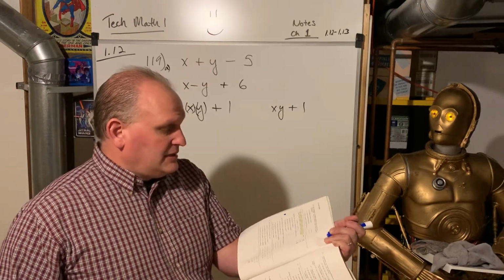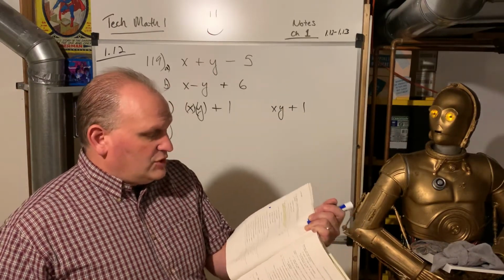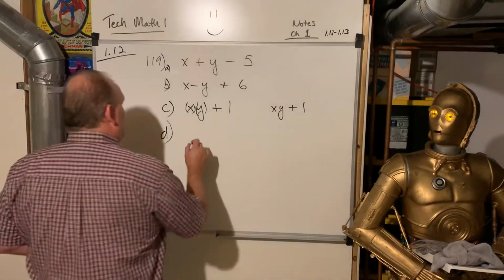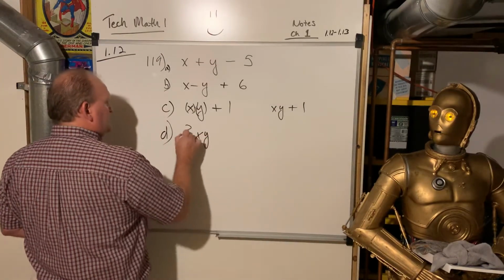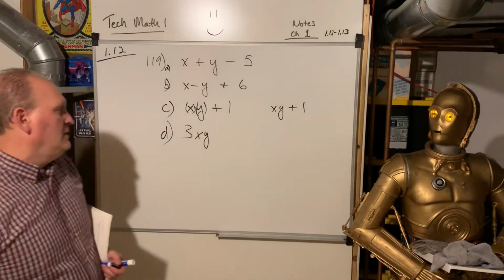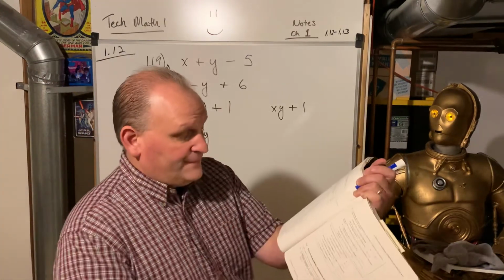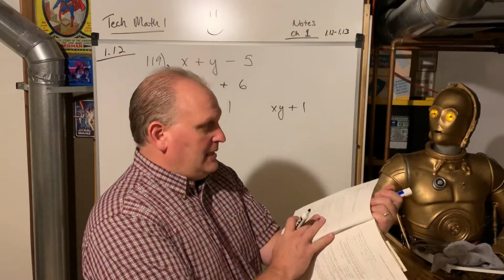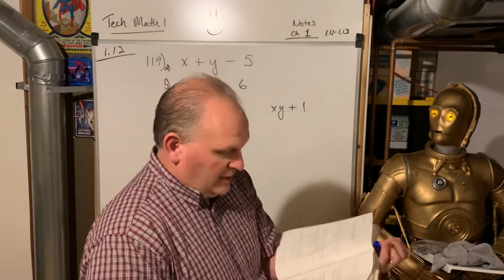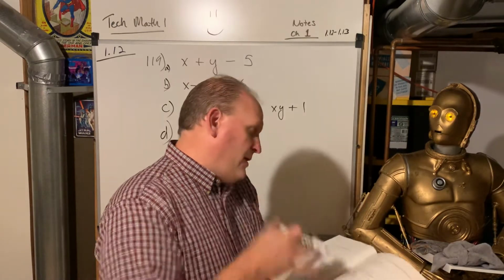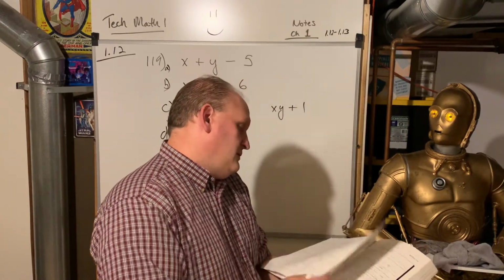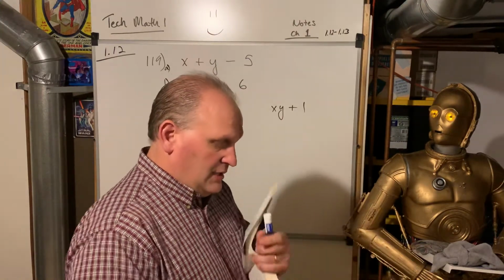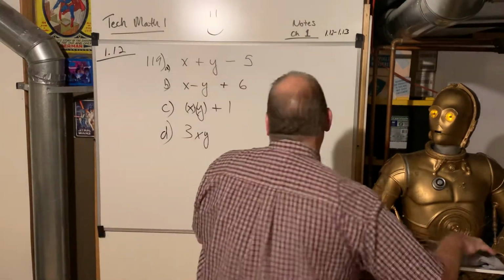Triple the product of the two numbers. So product of the two numbers means x, y, and then triple just means take your times 3. So triple x, y. All right, let's look at 113. Evaluating formulas, and we want to do a couple of problems there. We'll do 4 problems out of this section. So 1.13.